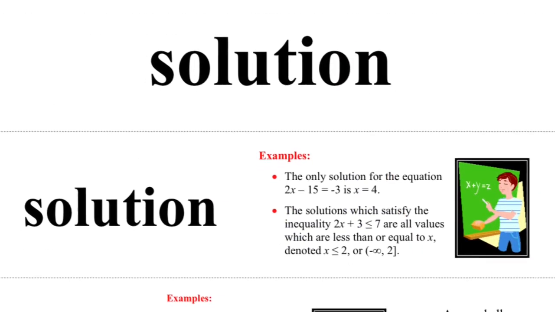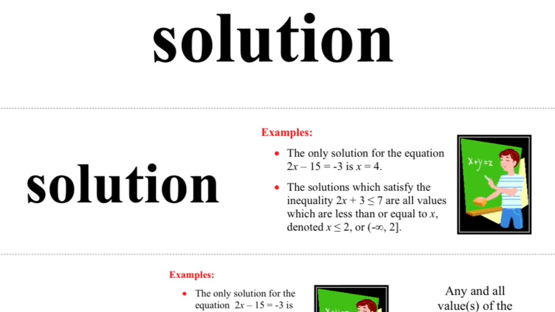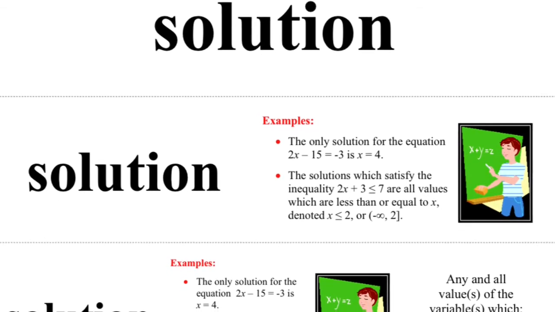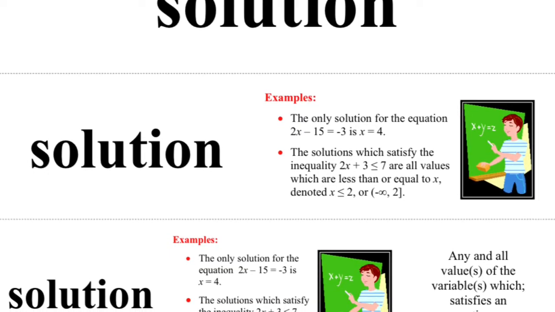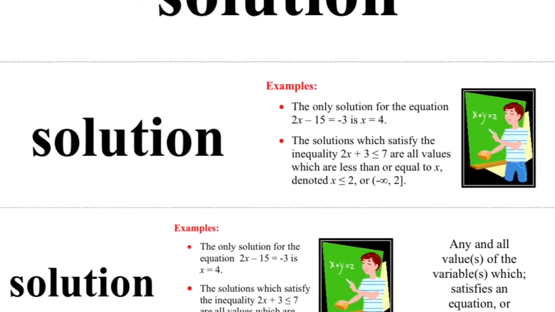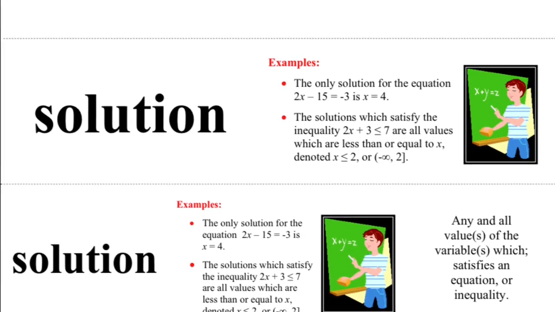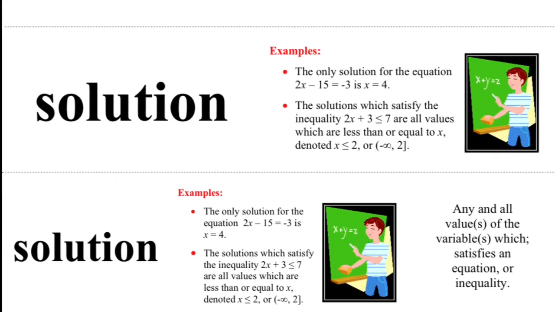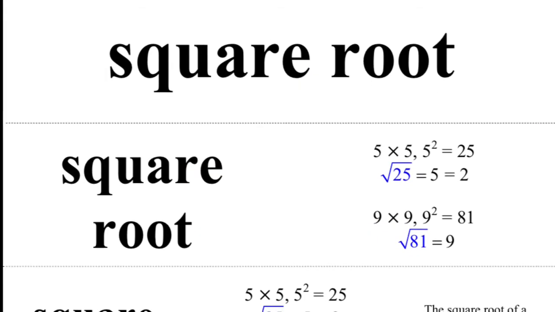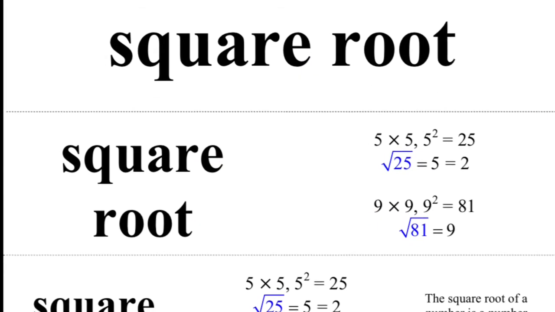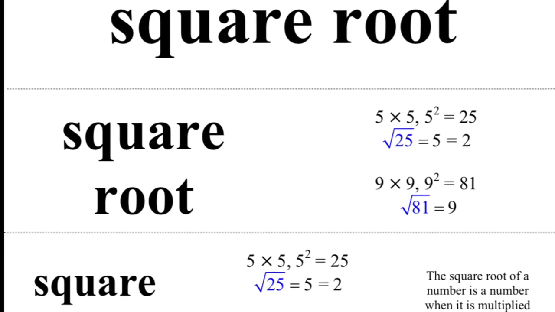A solution in math is a number or numbers that make the statement true. It's basically another way of saying the answer. A square root asks you to find out what number times itself gives you the number underneath the square root.